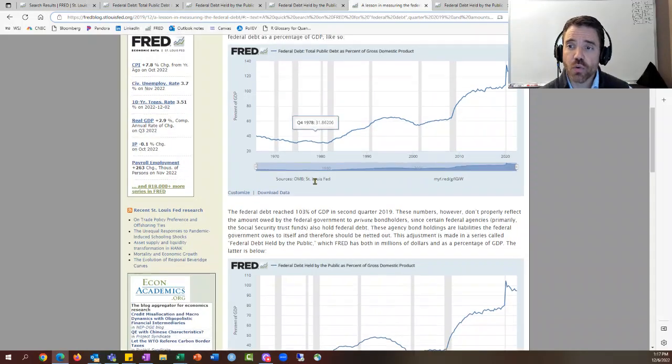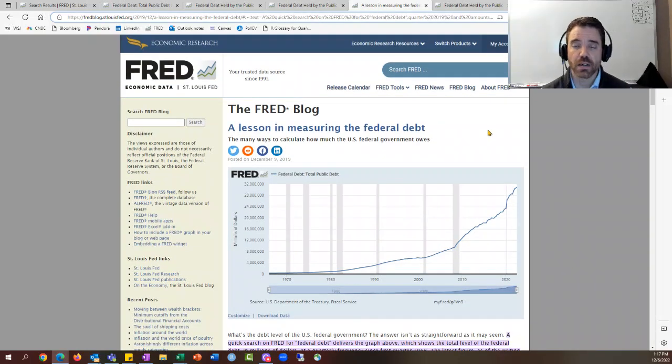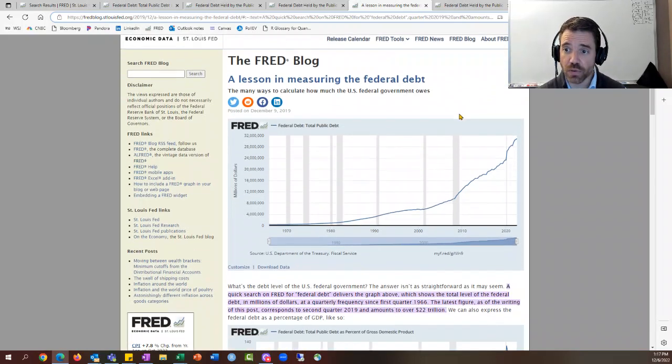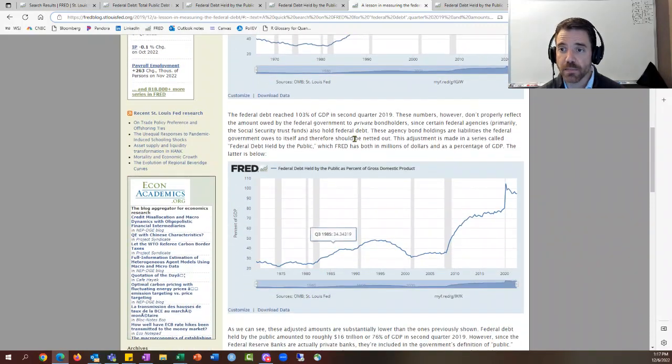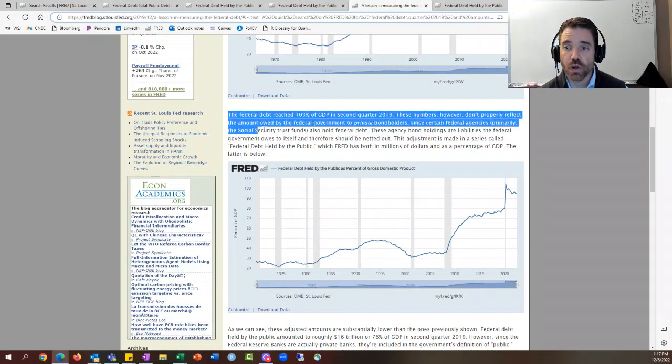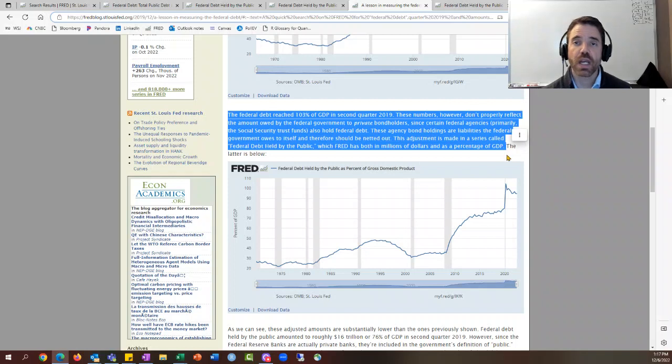Actually, there's a cool article from the FRED blog, A Lesson in Measuring the Federal Debt, that goes back to 2019, and they talk about the differences between those two. If you scroll down here, in this paragraph, it walks you through the differences. The basic story is that the federal government issues debt. Sometimes private stakeholders buy that debt. Sometimes other federal agencies buy that debt. So the total debt includes both the private as well as that which is purchased by federal agencies.